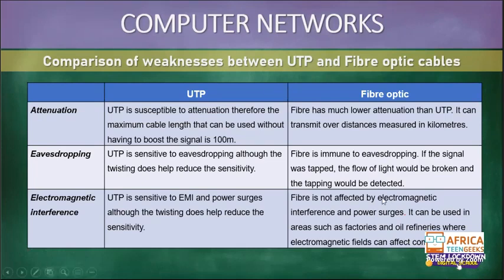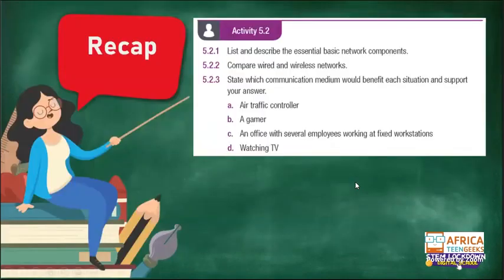Any questions? Right, time to recap. If possible, you can just give one-word answers. Then list and describe, let's just list the essential basic network components. We spoke about roughly 5 to 6. Is it 4 to 5? Can you just list the basic network components? Just list one at a time, and then we see how you understood this part of the lesson.